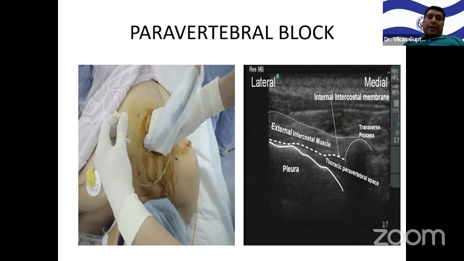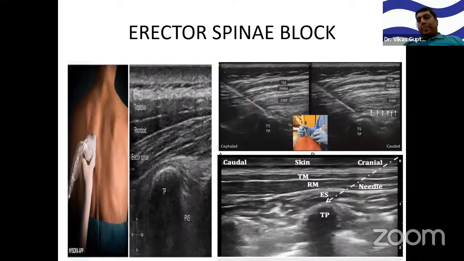So nowadays a novel block has come, very easy to perform, with fewer side effects and an effect much better than the paravertebral block. That is called the erector-spinae block. What is erector-spinae? It is a group of muscles including iliocostalis, longissimus, and spinalis. It runs bilaterally from skull to pelvis, from the spinous process to the transverse process and extends to the rib. So basically, it is an interfascial plane.